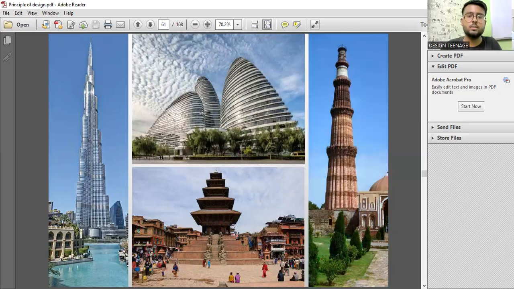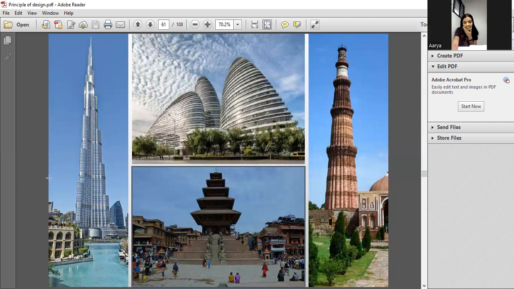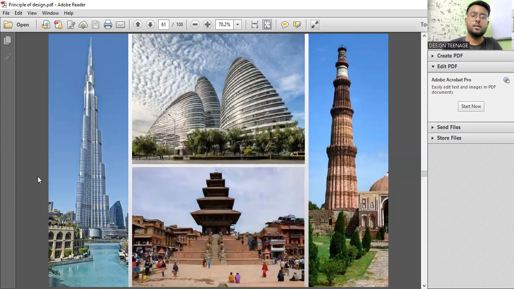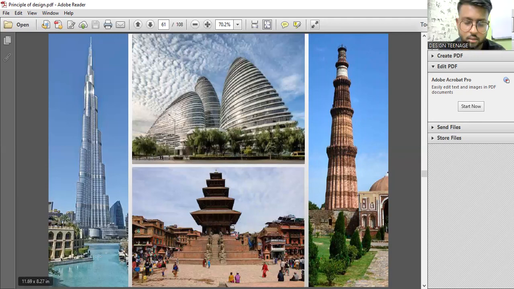Other two structures, first one Arya, second one Mac. Sorry, I don't know. Both of them, I didn't research about. Anyhow, do you know about the structure? No. You guys should have. Okay, Karthik, you told me. Tell me, which one is located where? Bottom, in Nepal.